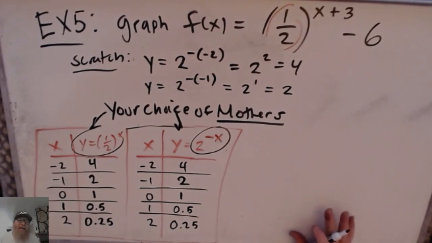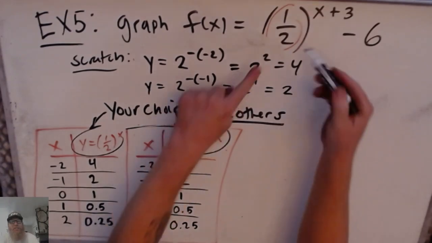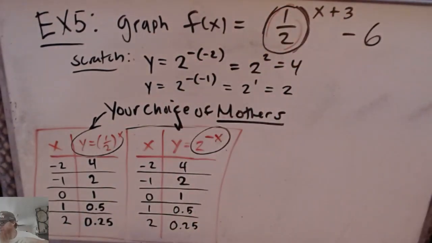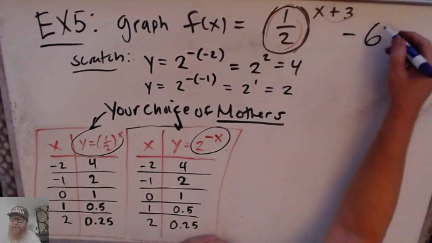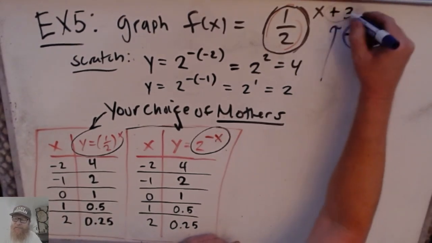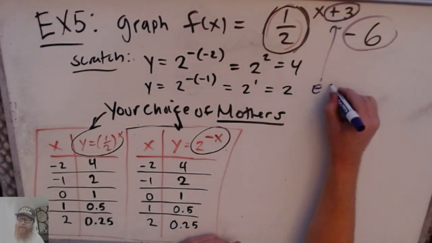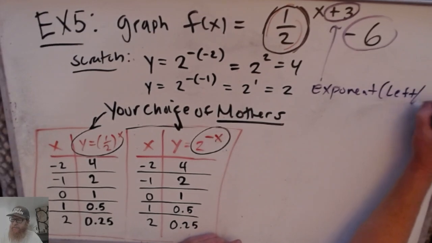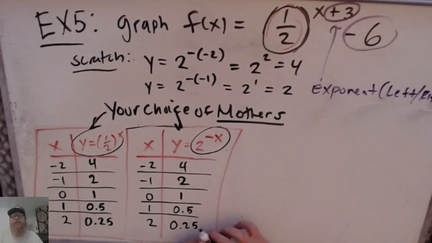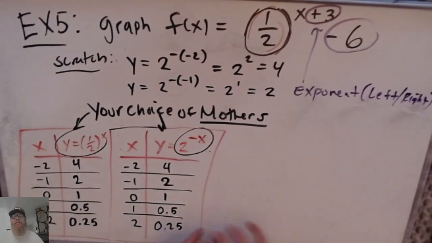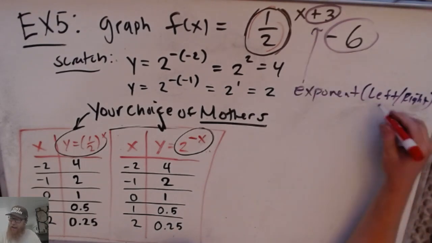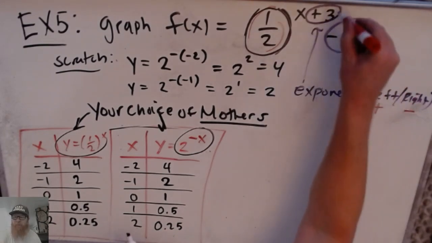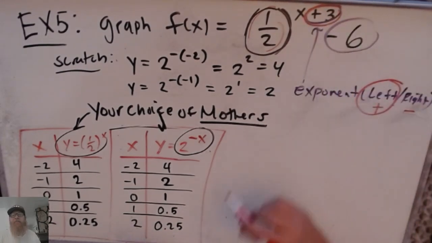Now, all of that backstory was just to get my base down. Now I got to do my transformations. So look at your transformations. The exponent is left or right. So which is it in this case? Plus means left, minus means right. So we're going plus, so we're going to go left.